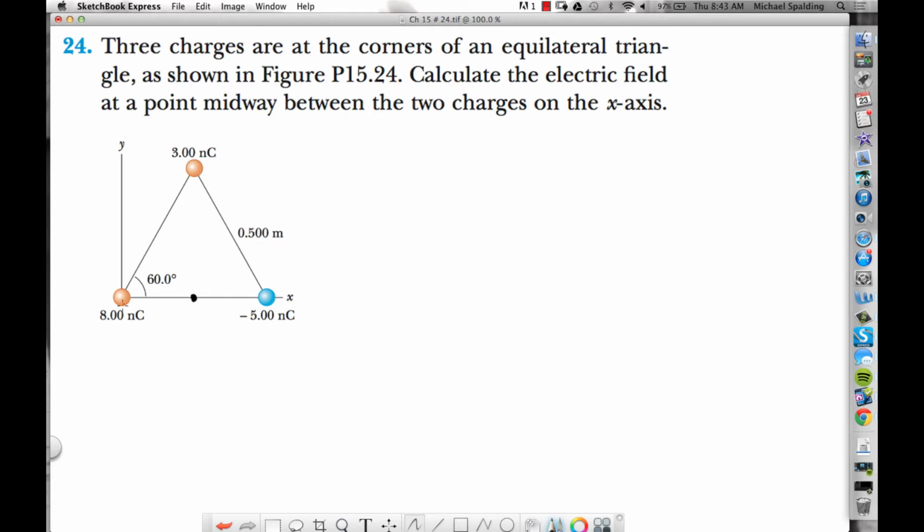Okay, so before I started recording, I explained this. I'm just going to explain it again. Look, this guy's positive, this guy's positive, this guy's negative. The problem starts with figuring out the directions of the electric field at the point we're focusing on, the midpoint on the x-axis. Oh, and by the way, what's the equation that applies here?